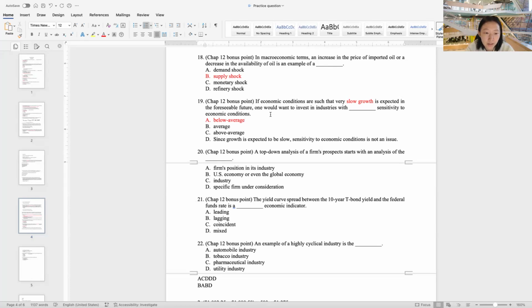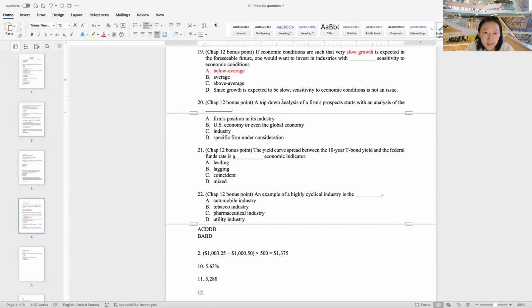A top-down analysis of a firm's prospects starts with analysis of what? Top-down. We're talking about top-down analysis. Top-down is going from a broad overview of the whole economy or the global economy, then going down to the local economy, then down to the industry, and then down to the specific firm. So it will start from the US economy or even the global economy.